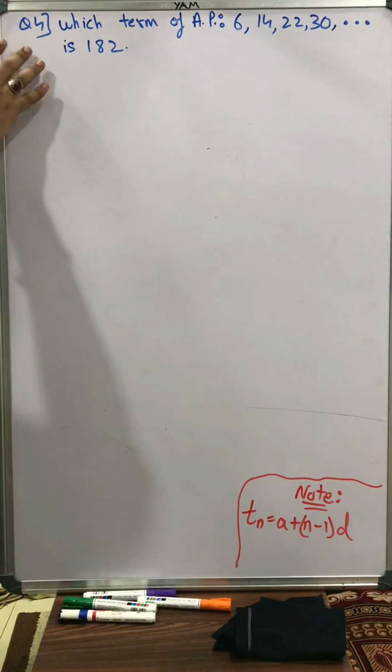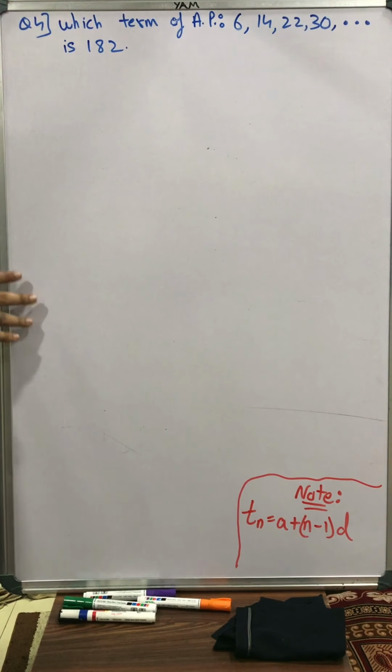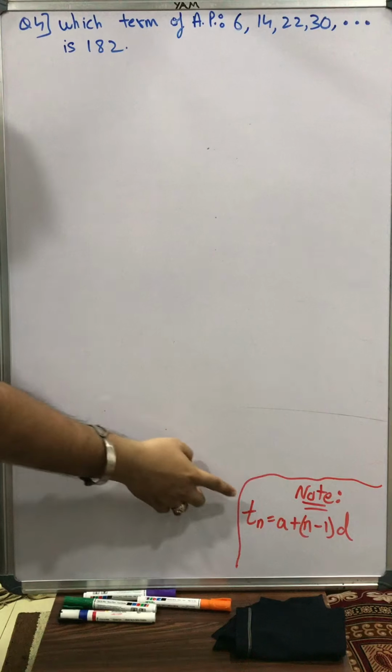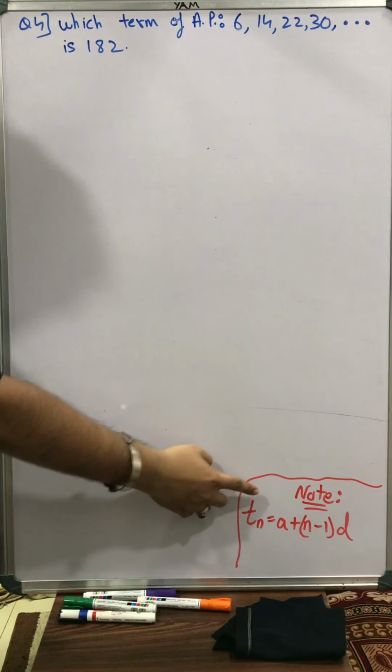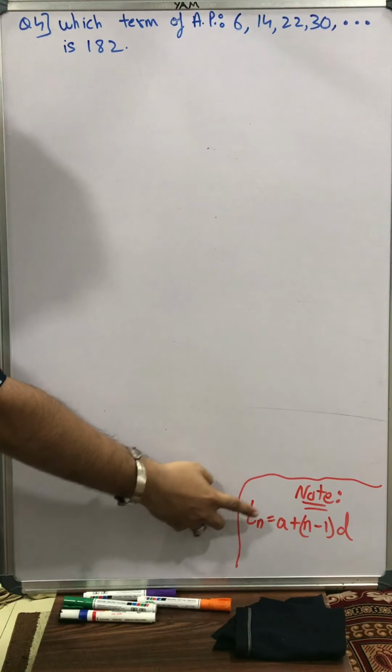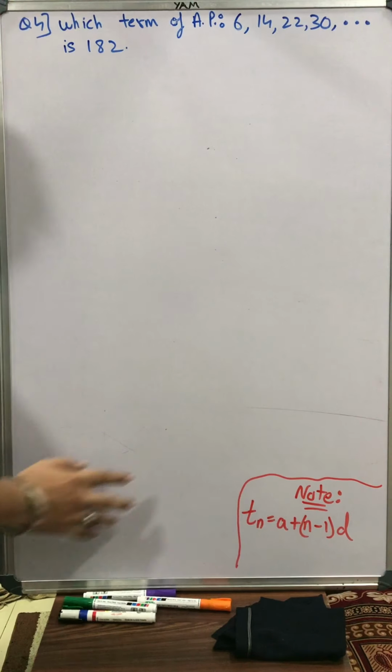Now, question number 4 on the board. In the previous lecture, we understood what is AP and I gave you one formula. The formula I have noted down here at the bottom right hand side in a note. Tn is equal to a plus (n minus 1) into d.